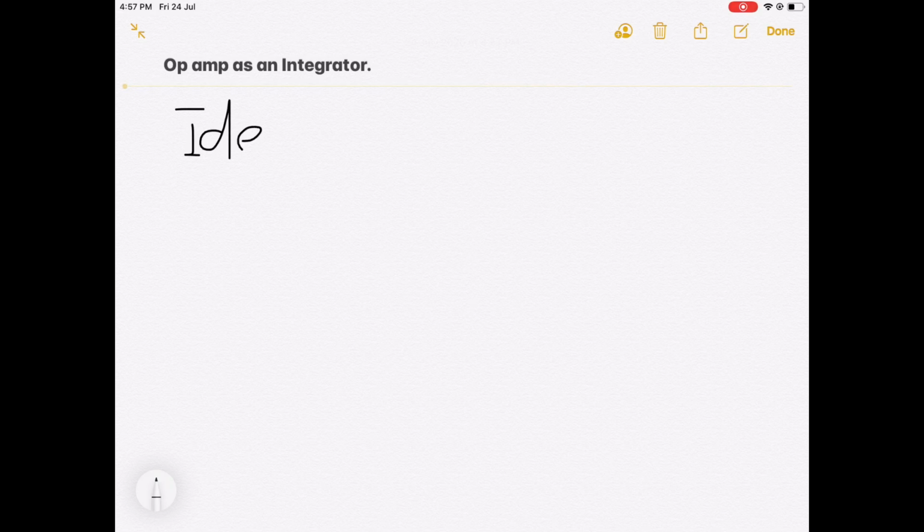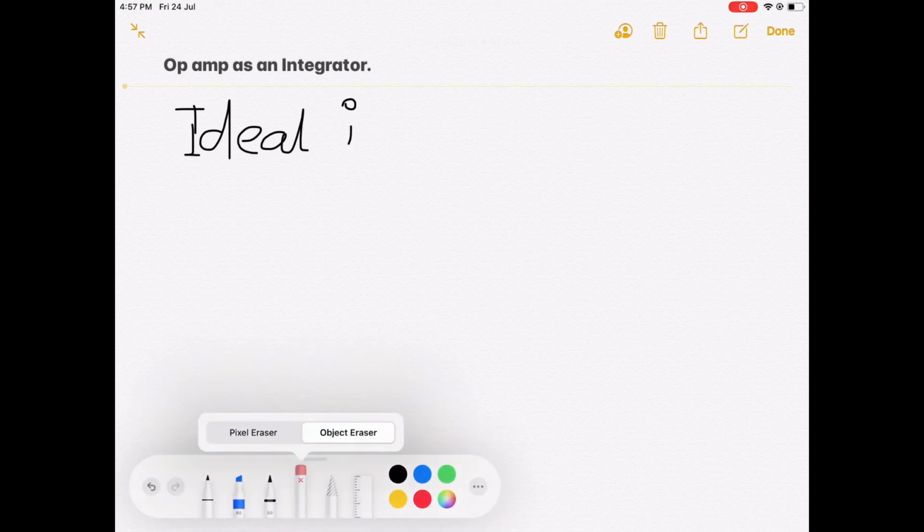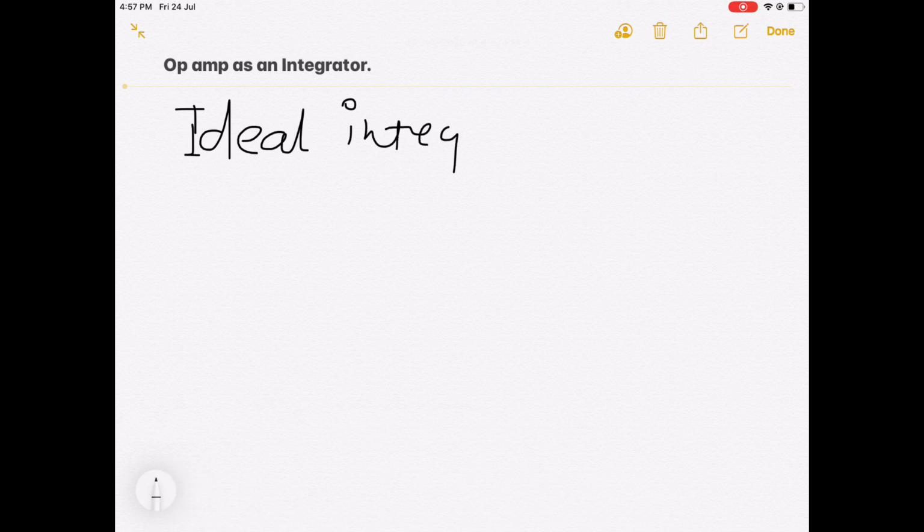So, there is basically first integrator type, that is the ideal integrator. Ideal integrator is the basic circuit of integrator. So, ideal integrator first of all we will see and then we will go for the actual or practical integrator. Okay. So, this is the ideal integrator.